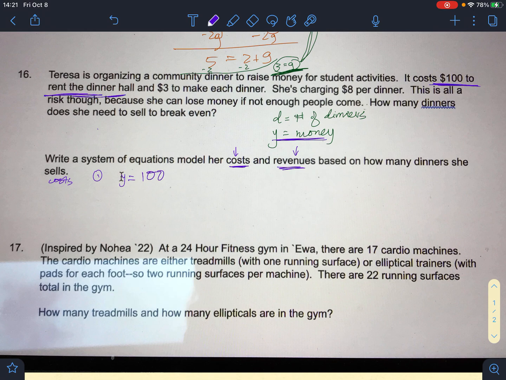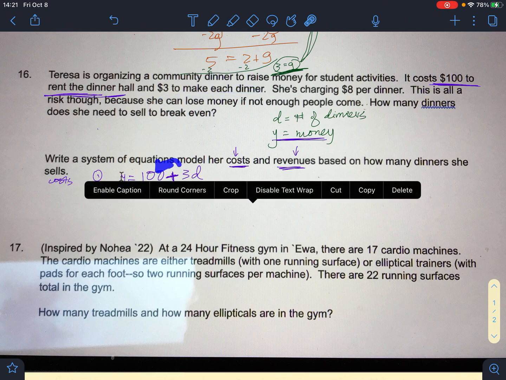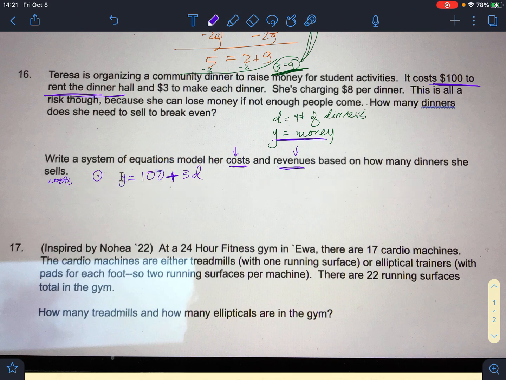But then it's going to cost an additional $3 for every dinner we make, okay, because we have to buy supplies, we have to buy plates, we have to buy ingredients. So it's 3 per dinner, so we'll do 3 multiplied by dinner. How does this equation work for us? If we make 1 dinner, it's going to be $3. If we make 2 dinners, it's going to be $6 because it costs $3 for every dinner. But we need to add 100 because we're talking about all our total costs. Okay?